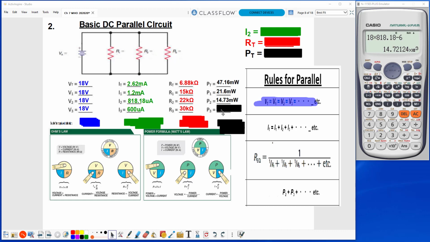Okay, next I need P3, which is going to be 600 microamps times 18 volts. So I've got my 18 volts in there. I'm going to go and delete that current amount, and I'm going to put in the 600 times 10 to the negative 6, equals, hit engineering, 10.8 milliwatts. So now that I've done all my calculations, I see the three problems here.